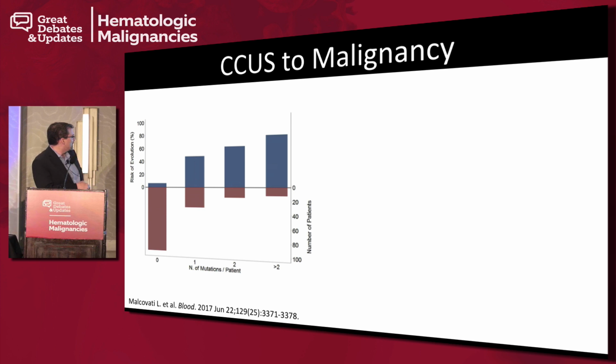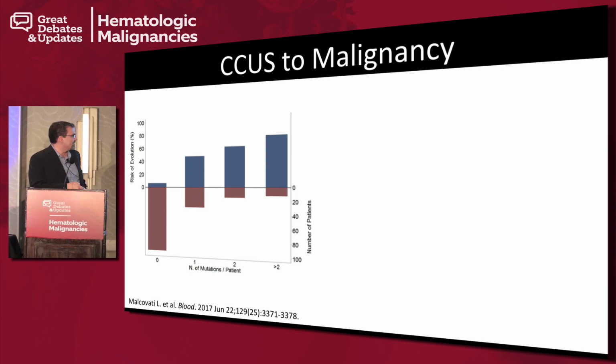The 60% that don't have a mutation have a very low rate of progression, about 10% after about 5 years of follow-up. Whereas those individuals that have one mutation have a 40% rate of progression to a frank malignancy. Those that have 2 or 3 have a 50 or even 70% rate of progression.